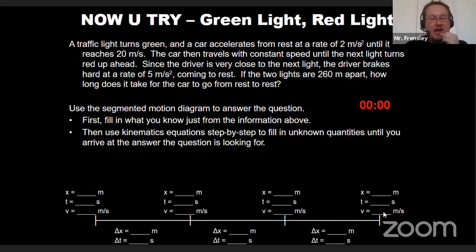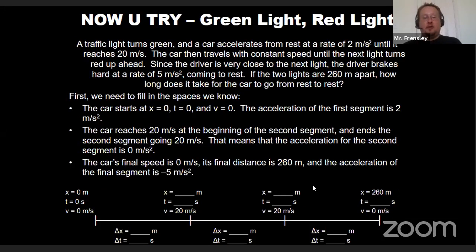Okay. And then I know I'm going to end with 0 velocity. And I know that I'm going to end with a distance of 260. And I also know that the velocity that I speed up to and I slow down from is 20 meters per second. So now you're going to see all that right here. So I know where I start, when, and how fast I start. I speed up to 20, go constant speed at 20, slow down to 0. I end up 260 meters away.